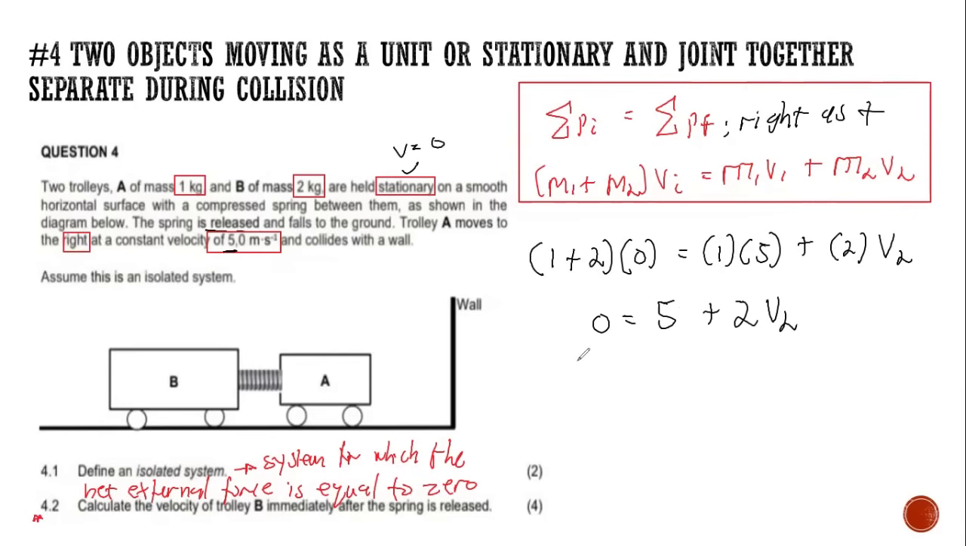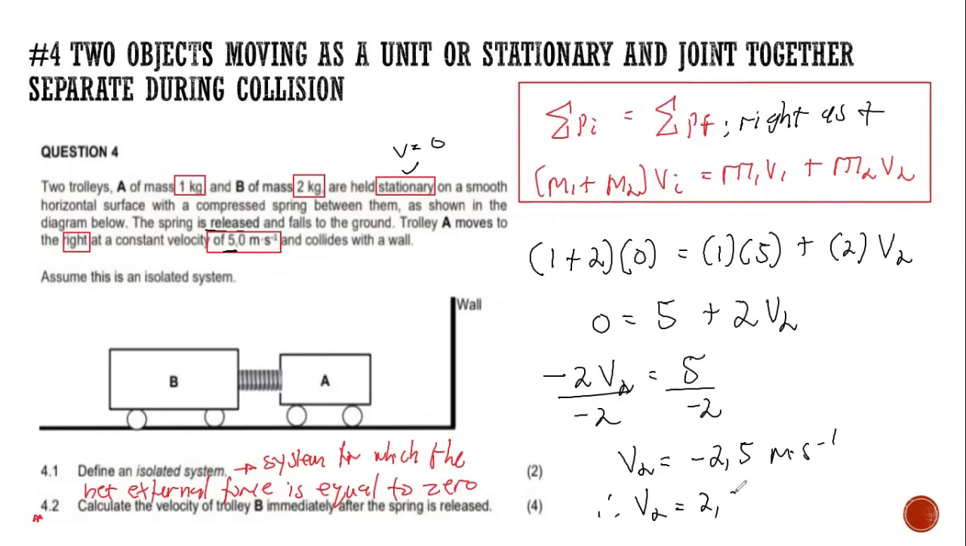The left side is 0 obviously, and then 1 times 5 is 5, plus 2v2. We can take the 5 over to the other side, so we have negative 2v2 is equal to 5. Divide by negative 2, divide by negative 2, then v2 is 5 divided by negative 2, which gives us negative 2.5 meters per second. Since it's negative, it indicates to the left. So v2 is 2.5 meters per second to the left.